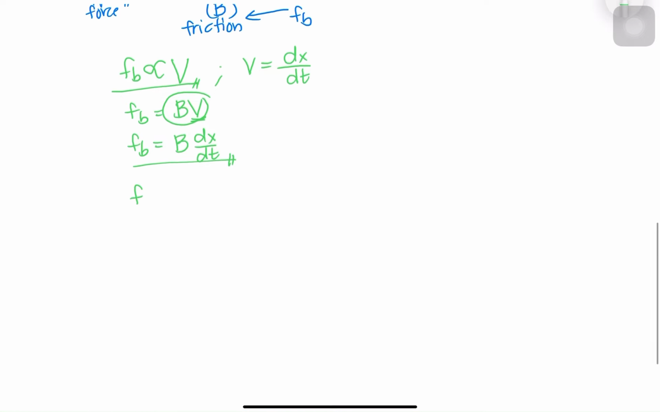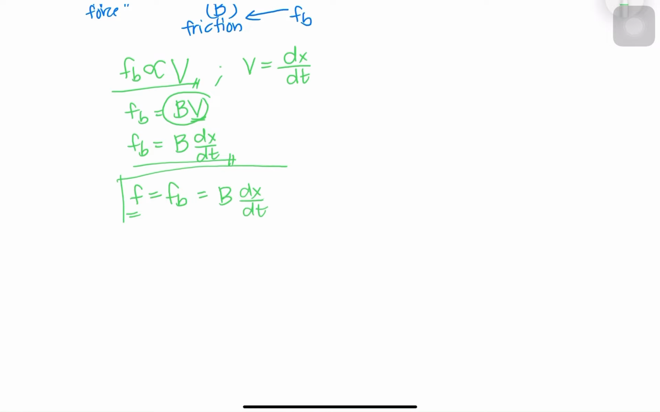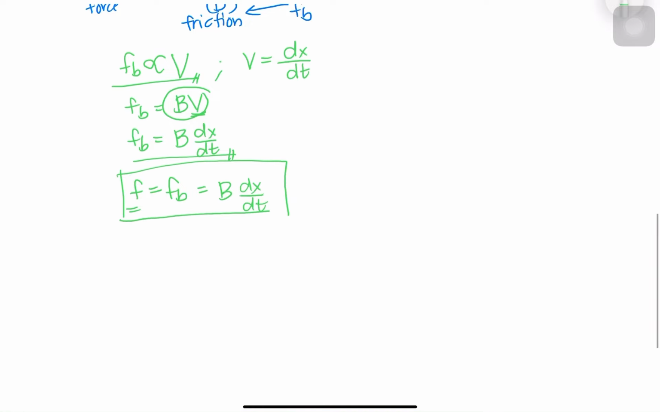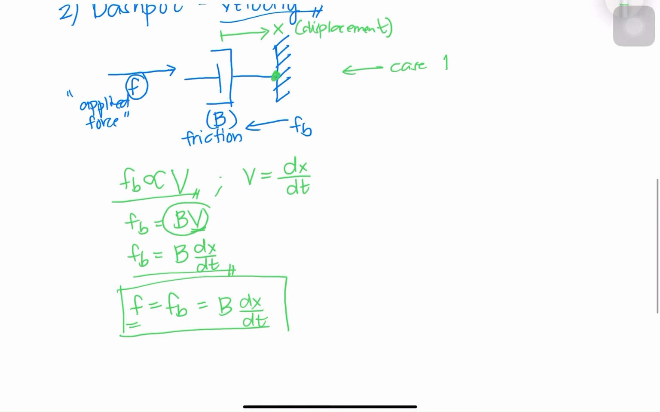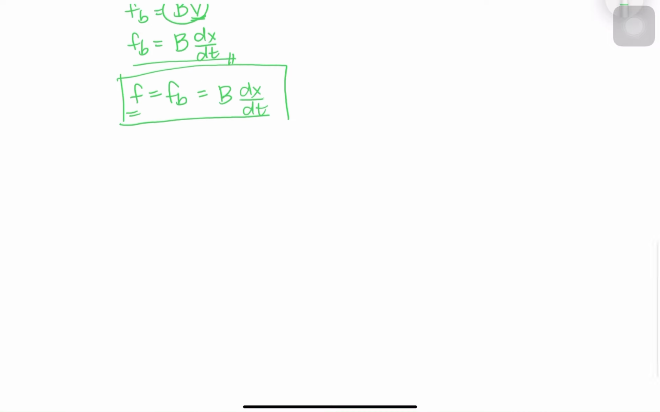Therefore, again, since F, or applied force, is equal to the opposing force FB, then F is also equal to B dx over dt. So this is for case 1. Okay, case 1 is when one side of the dashpot is attached to a reference. What if the dashpot is not attached to any reference? So this is case 2.